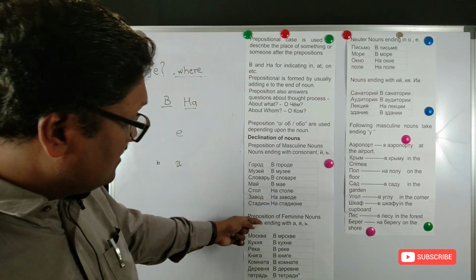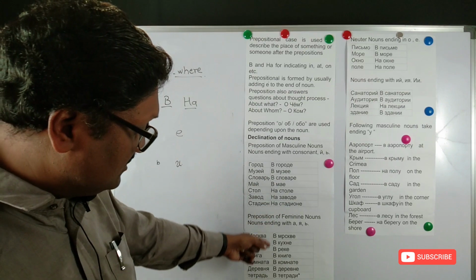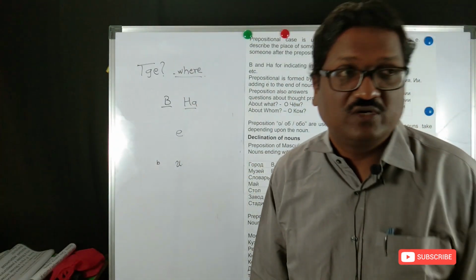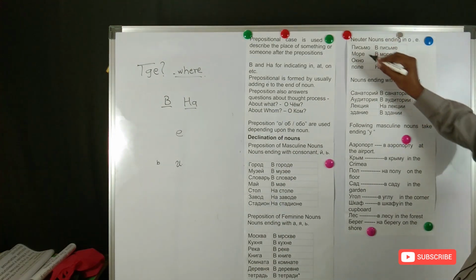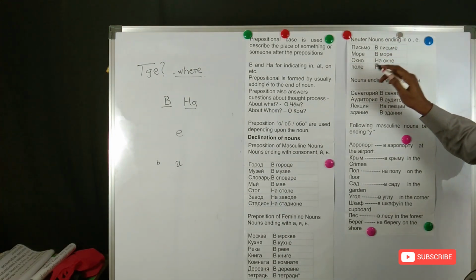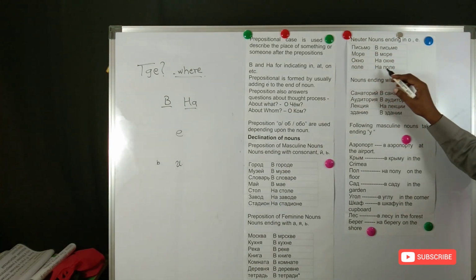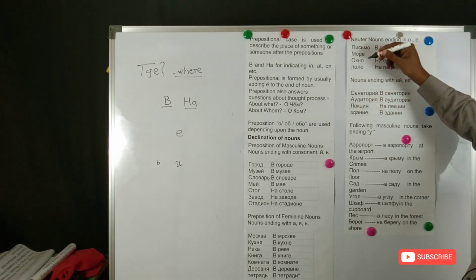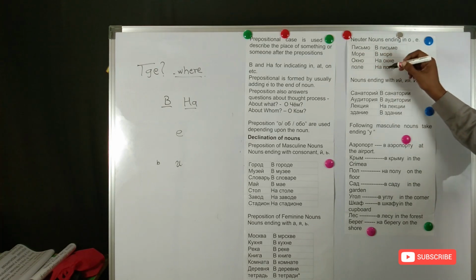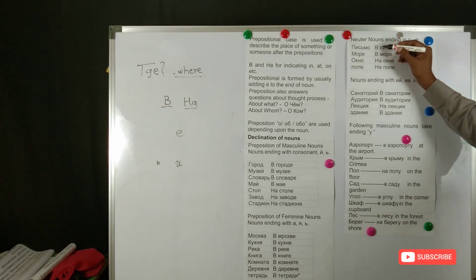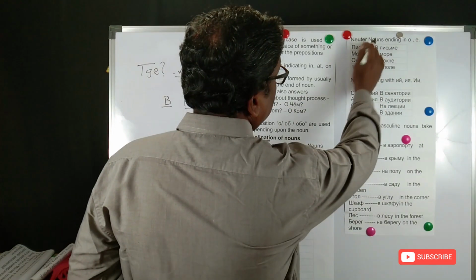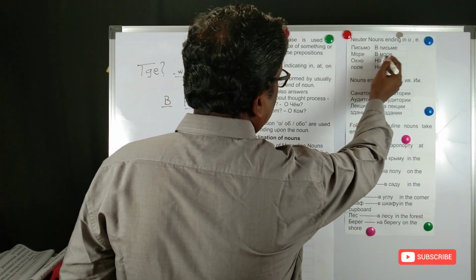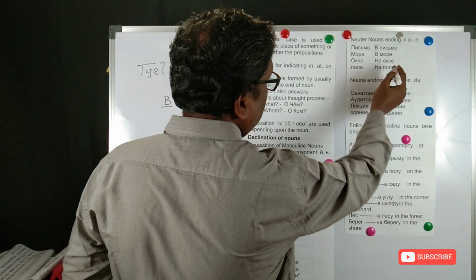This way the feminine nouns are behaving in the prepositional case, and the neuter nouns, we know, are the nouns which are ending with o and e. Pismo, v pisme, more, v more, okno, na okne, pole, na pole. With okno you have to use na, and with pole you have to use na. Pismo and more, v pisme, v more. We have seen the neuter nouns ending with o and e.